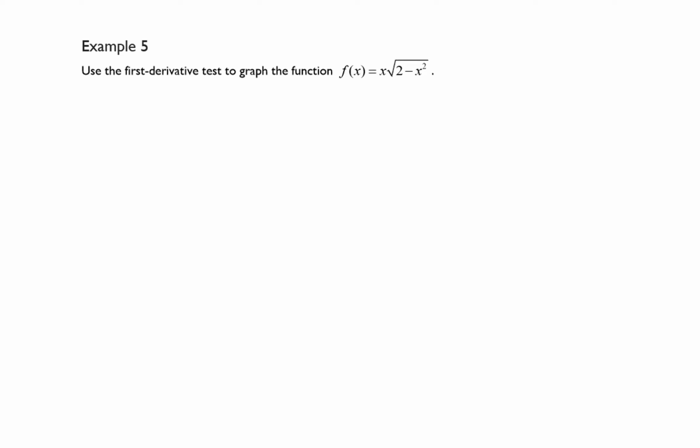Example 5 says use the first derivative test to graph the function f of x is equal to x times the square root of 2 minus x squared. Now before we jump into the first derivative test, I want to set f of x equal to 0 to solve for the x-intercepts. And if I use the zero product principle, I can set both of these things equal to 0 individually.